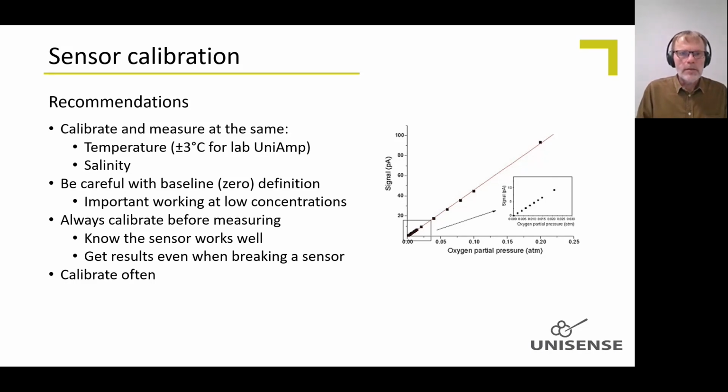Always calibrate your sensor before doing the measurements. First of all, you need to know if the sensor is working as you expect it to. And second, if you manage to break the sensor halfway during the experiment, you'll still have data until you break it. And calibrate often. That will give you a better precision.